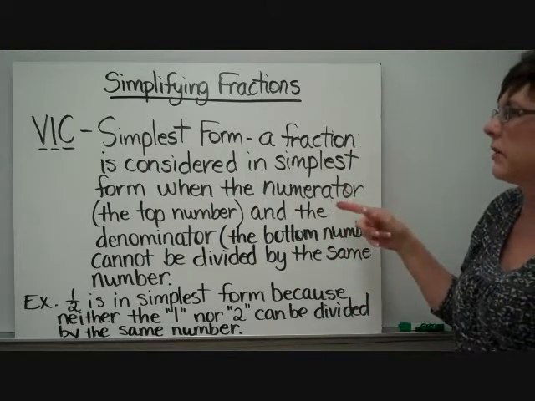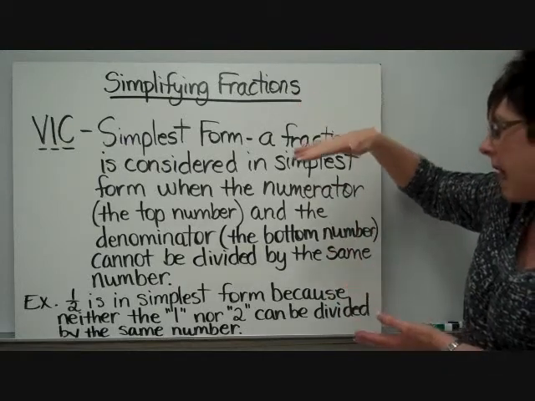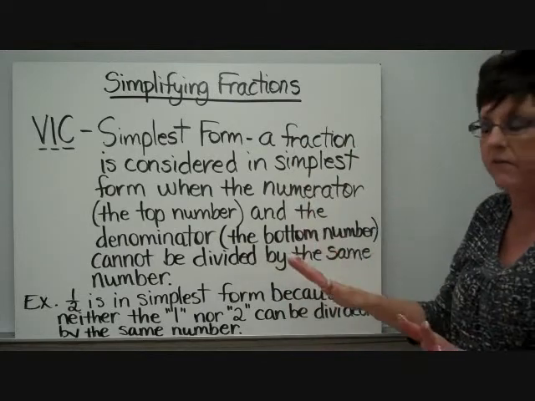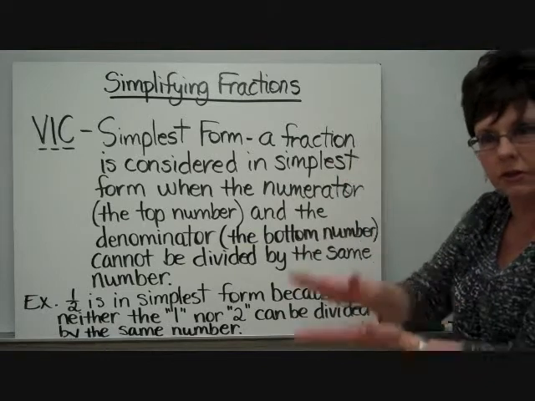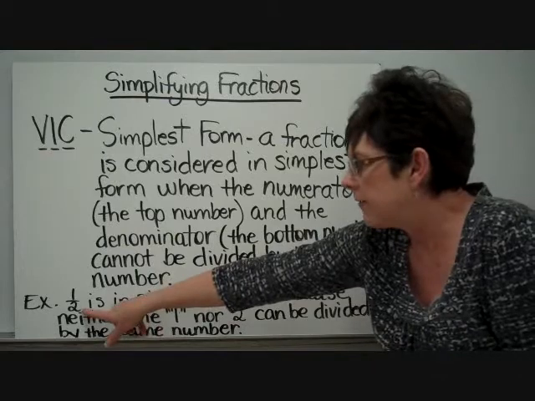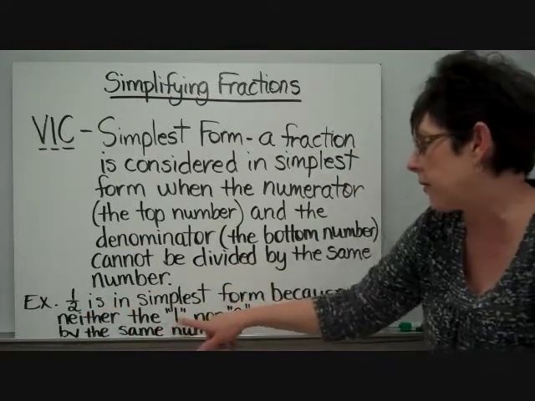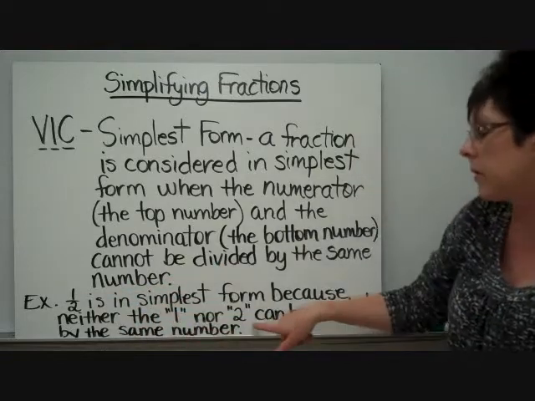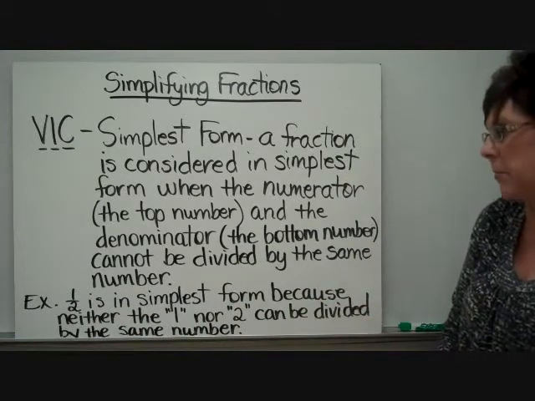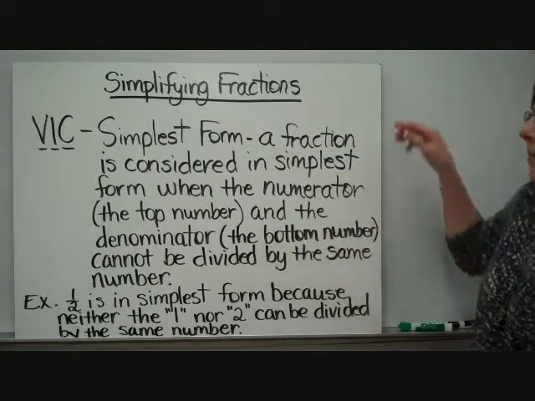A fraction is considered in simplest form when the numerator, which is the top number, and the denominator, which is the bottom number, cannot be divided anymore. It can't be divided by the same number. It's just as low as it can possibly go. That's simplest form. For example, the fraction 1/2 is considered in simplest form because neither the 1 nor the 2 can be divided anymore. They cannot be divided by the same number. So that's considered already in simplest form. You can't divide it anymore.